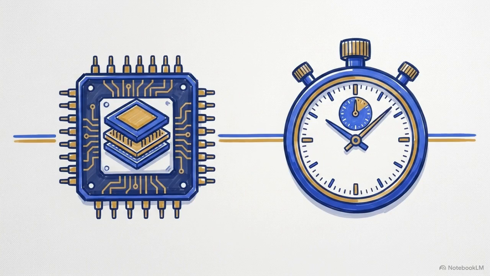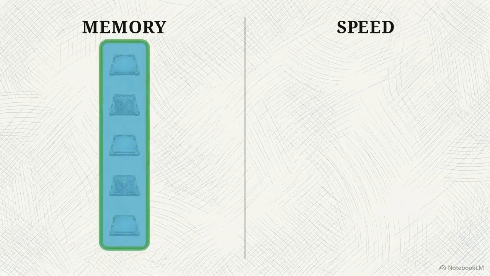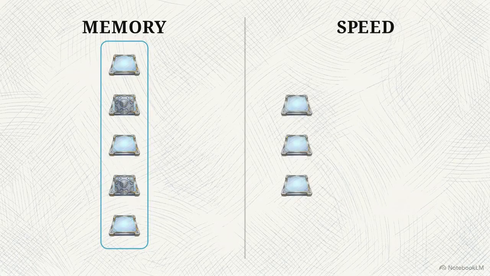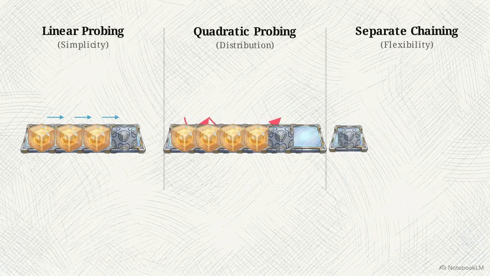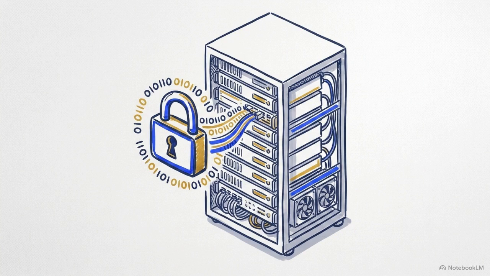Choosing between these techniques is an engineering trade-off. Probing is memory efficient because it uses a single array, while chaining is often faster in high collision scenarios because it never runs out of room. A developer must balance these factors: the simplicity of linear probing, the distribution of quadratic probing, or the flexibility of separate chaining. These mechanics are particularly important for data security, especially in the way systems protect user passwords.